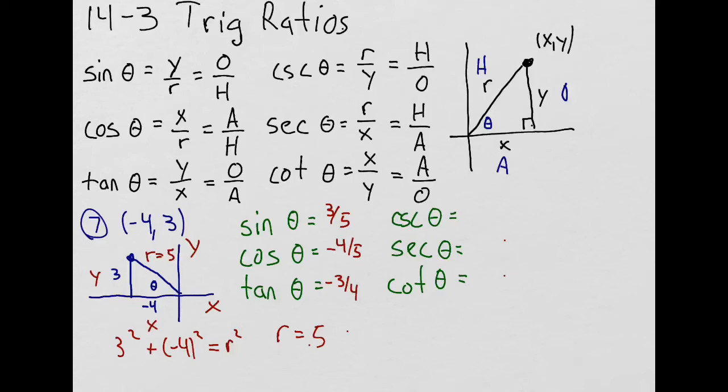Now that you've got the original three, the reciprocal functions are the reciprocals. And so cosecant is going to be 5 over 3. Secant is going to be negative 5 over 4. Cotangent will be negative 4 over 3. Okay, not too bad. Let me know if you have any questions on that.